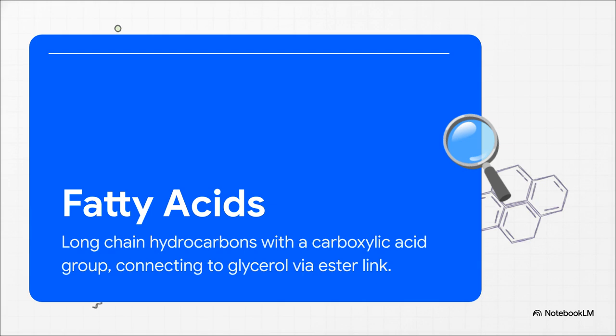Picture a long, zigzagging tail of a hydrocarbon chain with a carboxylic acid group tacked onto the very end. What's super fascinating from a biological synthesis perspective is that naturally occurring fatty acids are generally built up from 2 carbon units. Because they're assembled 2 carbons at a time, nature almost always produces fatty acids with an even number of carbon atoms. To build a full fat molecule, like a triglyceride, these fatty acid tails connect to a glycerol backbone using a specific bond called an ester linkage.